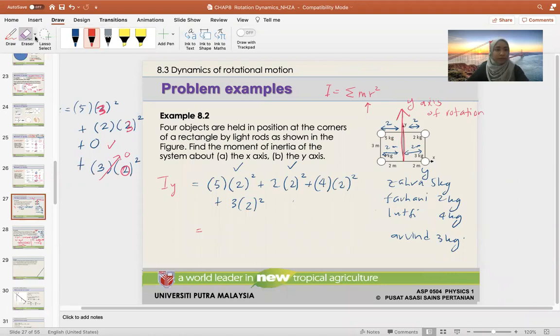You haven't done this one, right? Kenapa dia macam ni? Okay.